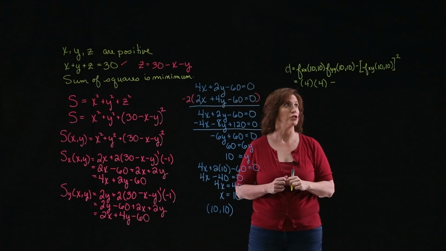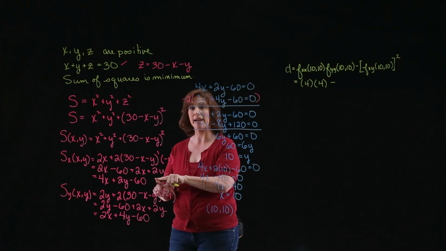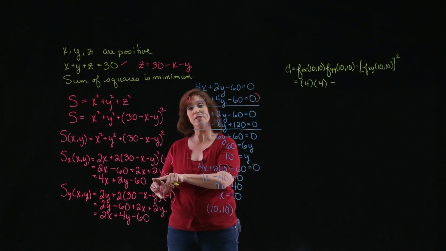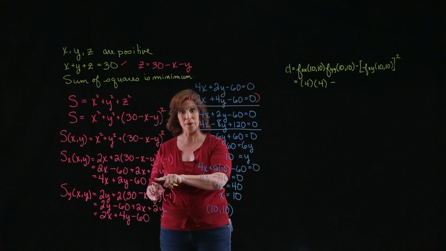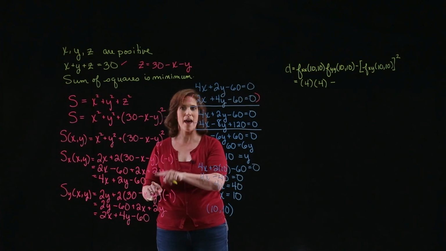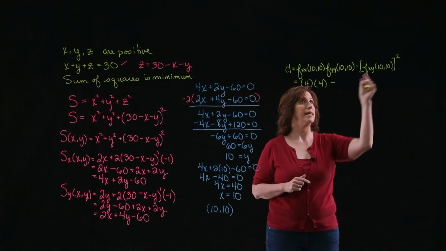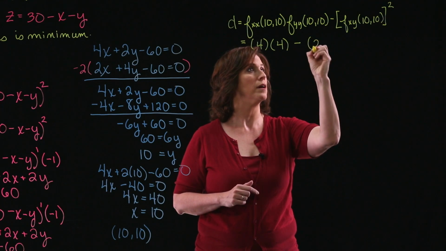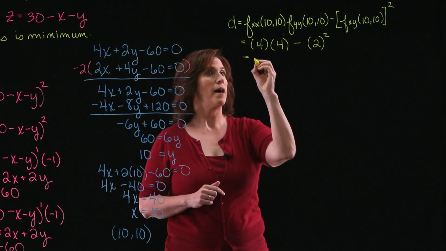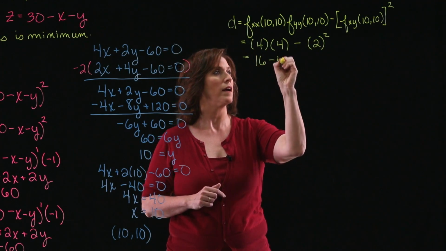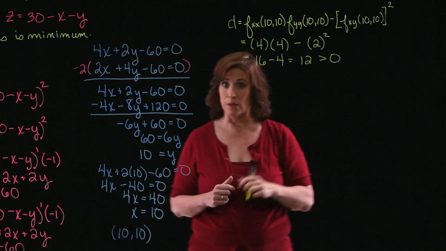Now I need my mixed partial. So we'll go back to my partial with respect to x and now differentiate this with respect to y. And the mixed partial then is going to be 2. Again, it's a constant 2. It doesn't matter what value I'm plugging in, even though in this case I'm plugging in the point (10, 10). So this will be 2 squared. So I have 16 minus 4, which is 12, which is greater than 0.